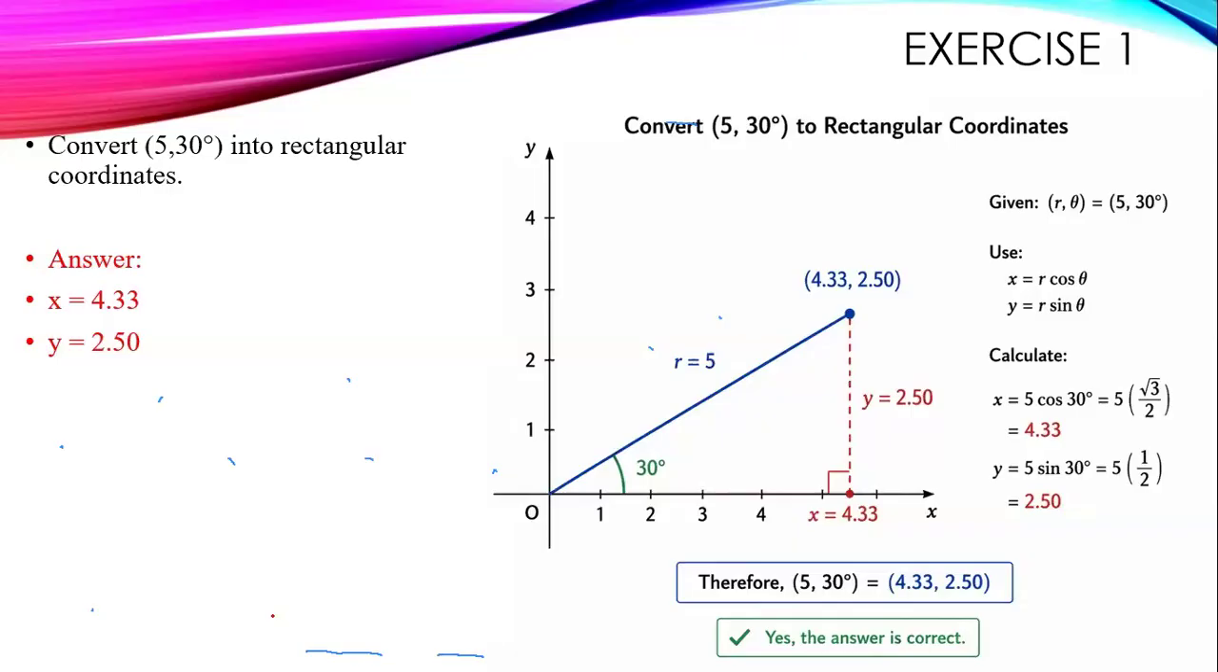5 cos theta is the same as 5 times the root of 3 over 2, which gives us 4.33. y equal 5 sine 30 is equal to 5 times half, which is the same as 2.5. And by using those simple formulas or equations, and simple substitution, that is how we convert our point into rectangular coordinates. Next slide.